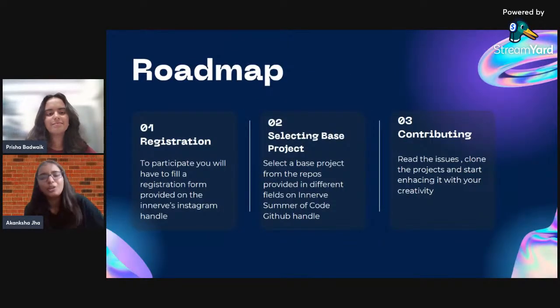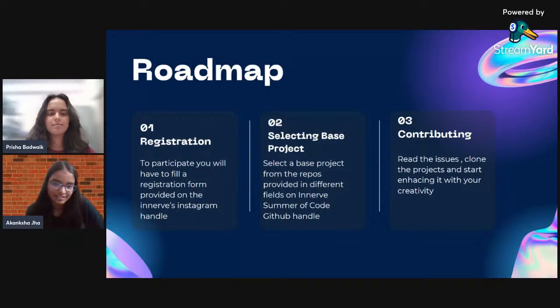Now let's take a closer look at the roadmap of Innerve Summer of Code, guiding you through all the steps. So the first and foremost step is the registration, which is obviously very important, without which you cannot be a participant of Innerve Summer of Code. The registration form can be found on Innerve's Instagram handle. Also, you should know that it is already live and we have started getting the registrations. So if you haven't registered yet, I urge you to do so promptly.